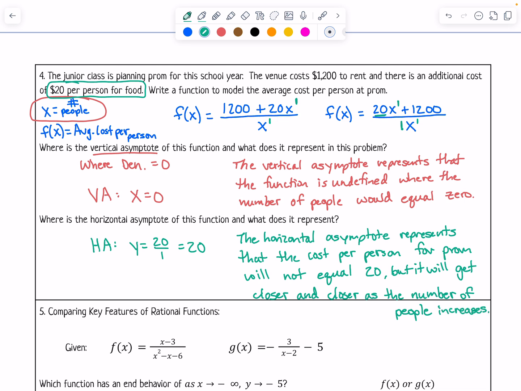Okay, so the horizontal asymptote represents that the cost per person for prom will not equal 20, but it will get closer and closer as the number of people increases. Because you've got to pay at least $20 per person for food, and then you've also got to pay for the venue. So it's never going to actually equal 20, but it'll just get smaller and smaller as it approaches 20, the more and more people that are invited to prom.